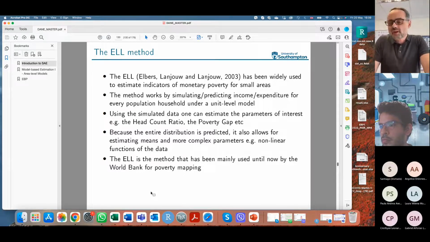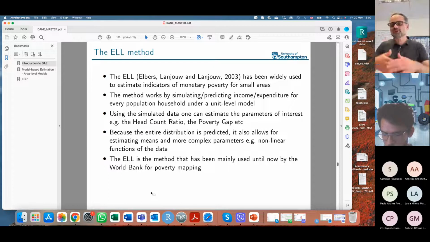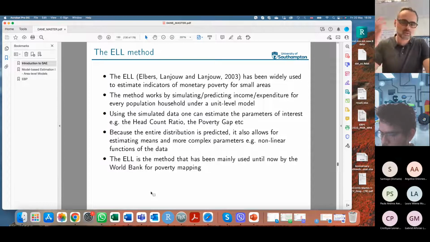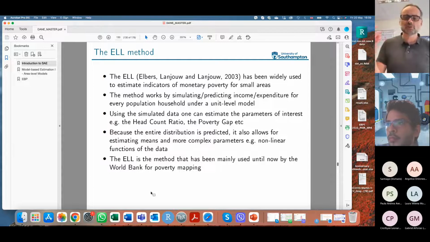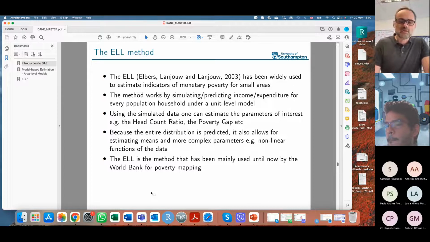Because if you have the entire census data and you have income values for the entire population, then you can compute whatever you want to compute from that. It can be a headcount ratio, it can be a poverty gap, it can be any general parameter that you might be interested in. So effectively, you predict the entire distribution, right? Obviously, you can also estimate simpler statistics like means, but also more complex statistics. So let's look at how the method works.